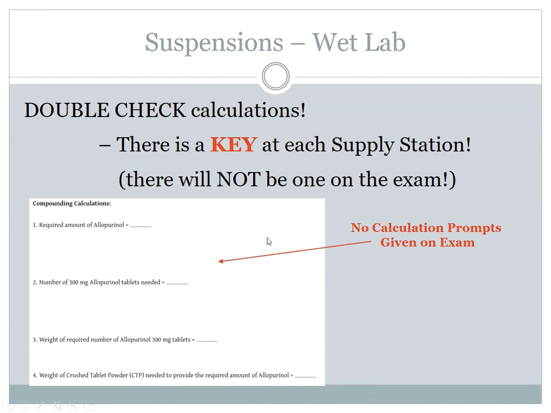So do those calculations. To do them, you're going to have to get the weights of the allopurinol tablets. You can't just look at my key. You're going to have to do your calculations, set up your proportion, and then come up with your own numbers. But before you do it, check my key. I do have keys posted at each of the supply stations like normal. Check them. Make sure you know what you're doing.